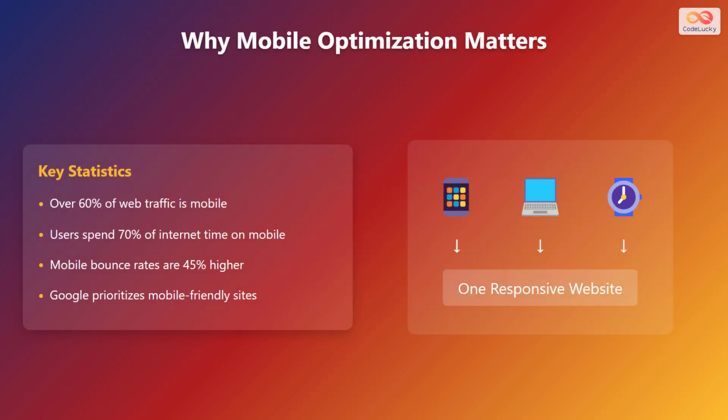Let's explore why mobile optimization is so important. Consider these key statistics. Over 60% of web traffic comes from mobile devices. Users spend about 70% of their internet time on mobile devices. Mobile bounce rates are 45% higher compared to desktop. Google prioritizes mobile-friendly websites in search rankings. All of this shows the importance of catering to mobile users. This slide shows how a single responsive website adapts for smartphones, tablets, and desktops.